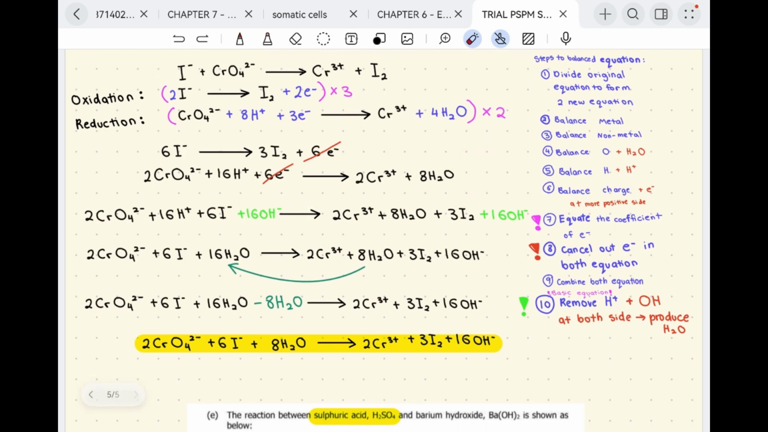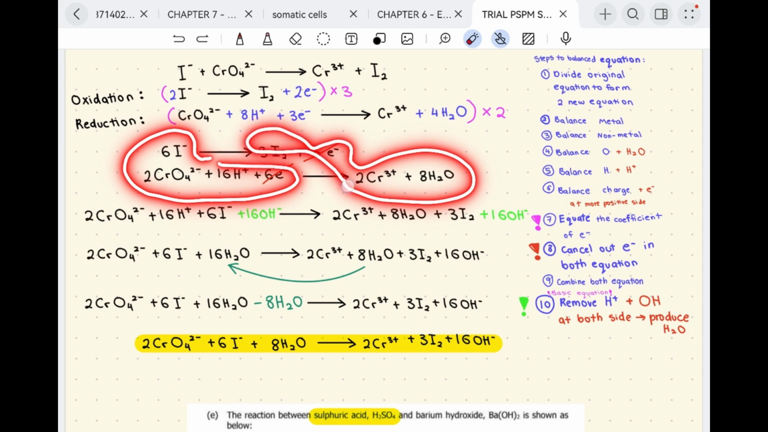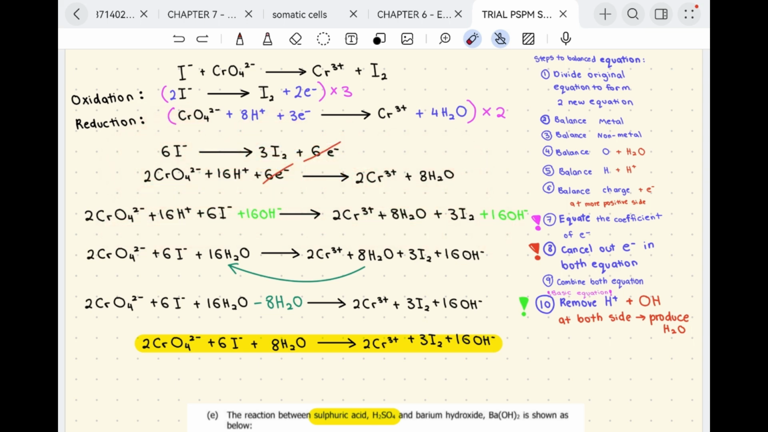After we get the new equations, we will observe that the coefficient of electrons in both equations are already equal to one another, which is 6 electrons and 6 electrons. So now we can cancel out the electrons. So the next step after we cancel out the electrons is to combine both equations. To combine, we just combine the left hand side with the left hand side and the right hand side with the right hand side to make one new long chemical equation.